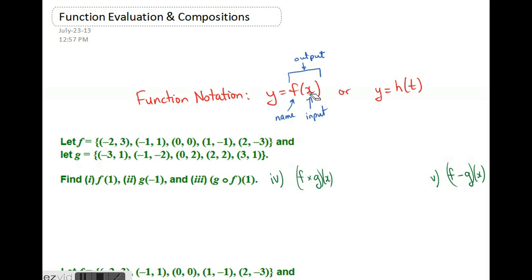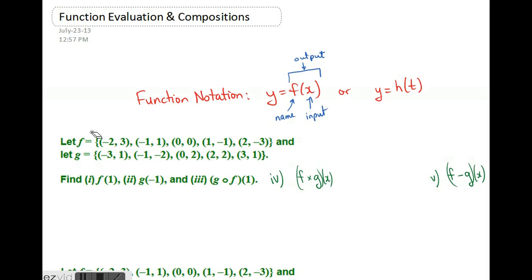X is a dummy variable. It could be replaced with any letter as an input. For example, we can have h of t. So t could be time, the input inside a function named h. So h could represent height. So height is the whole thing though. So think h of t together is height, and time is just being specified as the input variable.